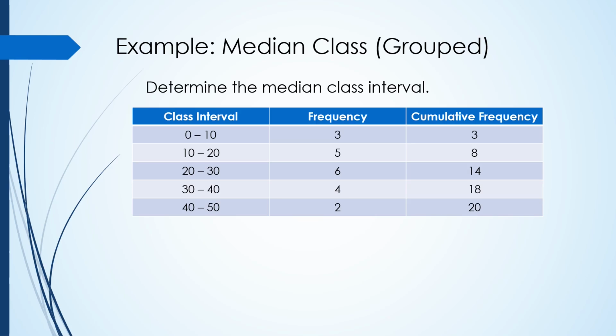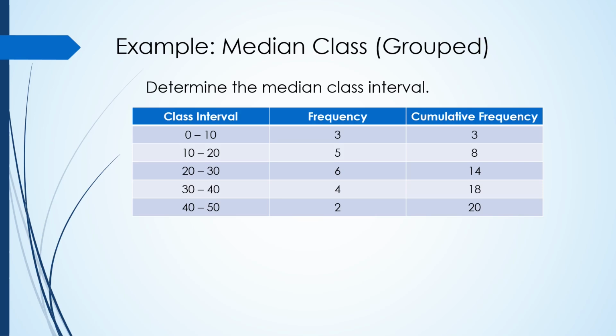We can see that the cumulative frequency column has the first value 3. This 3 means that the first 3 values are included in the interval 0 to 10. The next value is 8. This means that the 4th to the 8th value is contained in the range 10 to 20. If we continue with this logic, we will notice that all 20 values exist in the range 0 to 50.